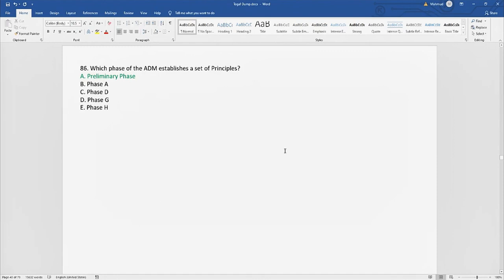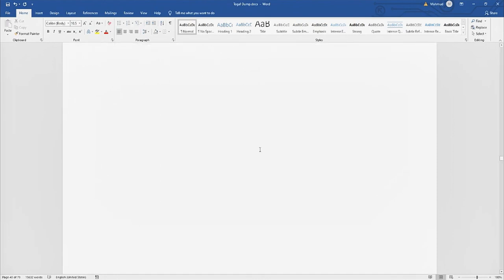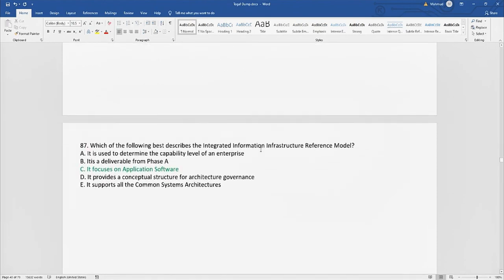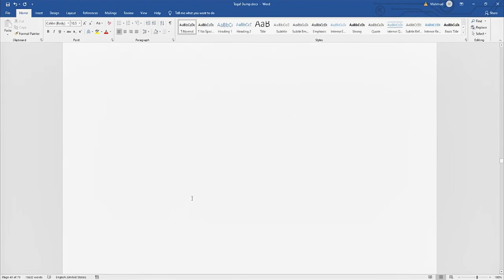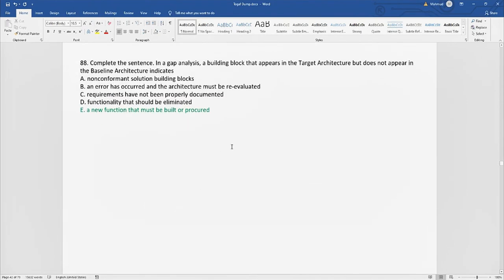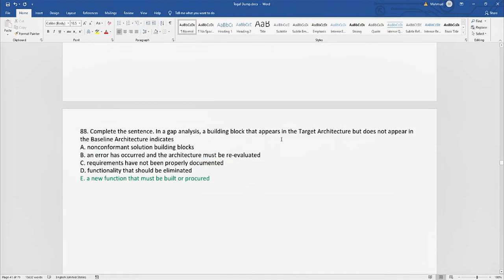Which phase of the ADM establishes a set of principles? Preliminary Phase. 87. Which of the following best describes the Integrated Information Infrastructure Reference Model? It focuses on application architecture. Complete the sentence. In a gap analysis, a building block that appears in the target architecture but does not appear in the baseline architecture is a new function that must be built or procured.